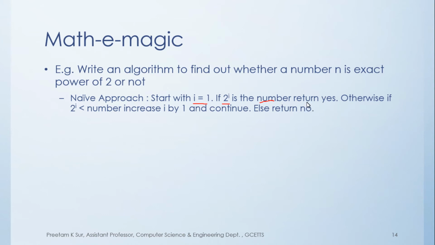But if it is not, then you will check whether 2 to the power i is less than the given number. If it is less than the given number, then you will increase i by 1 and again check whether 2 to the power i is the number or not. In this way we will continue until 2 to the power i becomes greater than the given number.